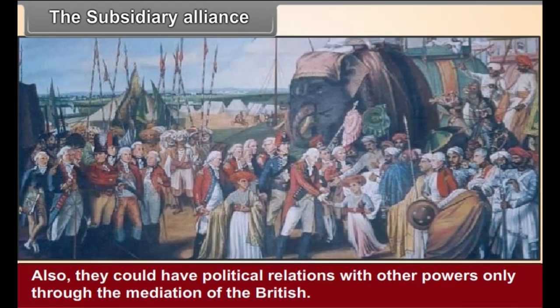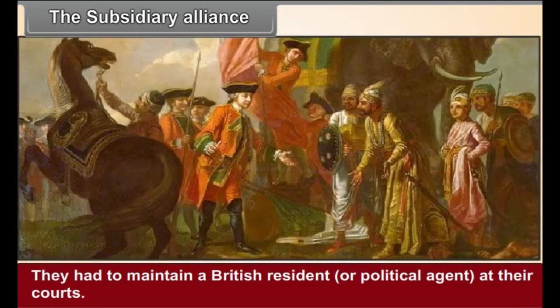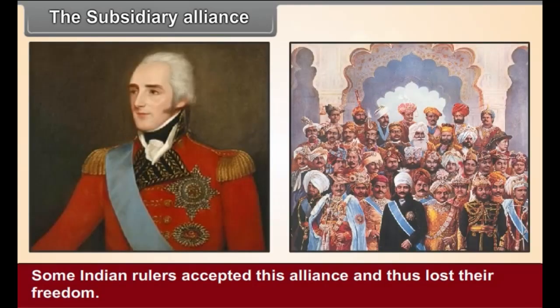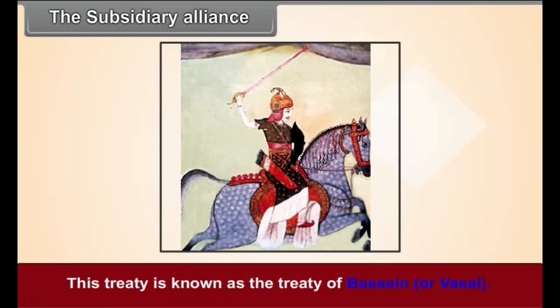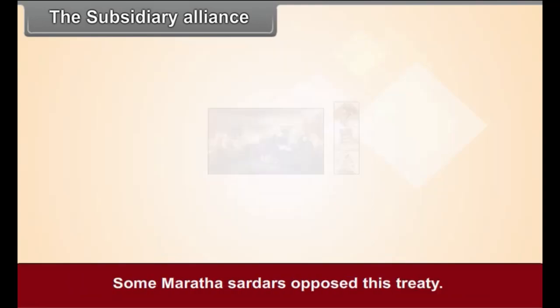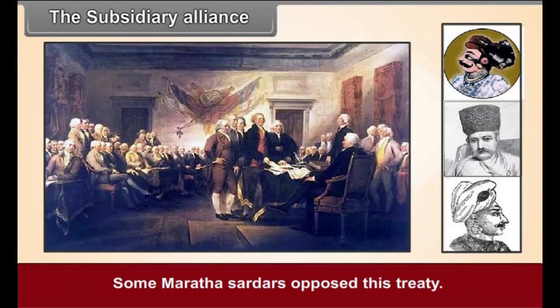Also, they could have political relations with other powers only through the mediation of the British. They had to maintain a British resident or political agent at their courts. Some Indian rulers accepted this alliance and thus lost their freedom. The Peshwa Bajirao II entered into the subsidiary alliance treaty with the English in 1802. This treaty is known as the Treaty of Bassein or Vasai. Some Maratha Sardars opposed this treaty. This led to the Second Anglo-Maratha War.